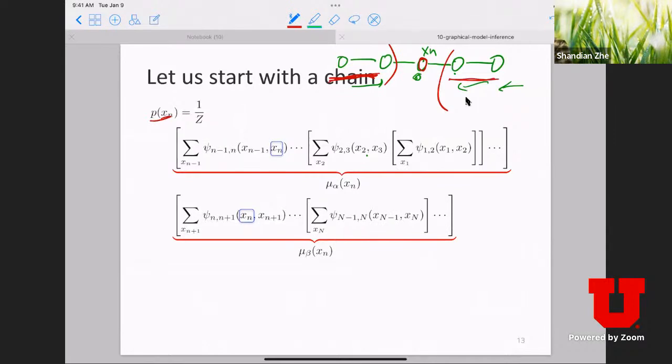That means you can decompose this summation into two parts. One is the summation over all the variables on the left. The other is the summation over the potential product of all the variables on the right. But remember, xn is fixed. Given any value, xn is fixed.